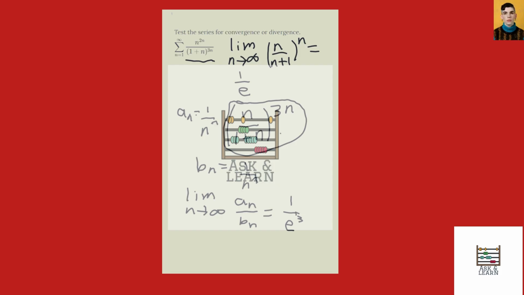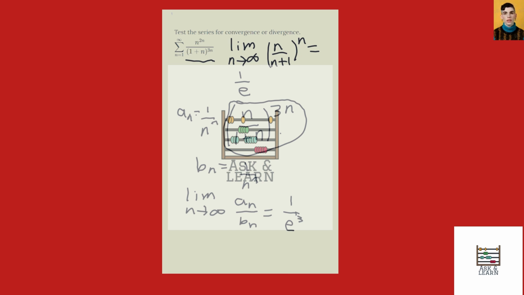And as long as we accomplish that, we know that whatever happens when we sum up these bn terms, we should get the same thing when we sum up these an terms, the same behavior, that is. So summing up these bn terms from n equals 1 to infinity, we're going to get convergence. So therefore, we should get convergence over here.